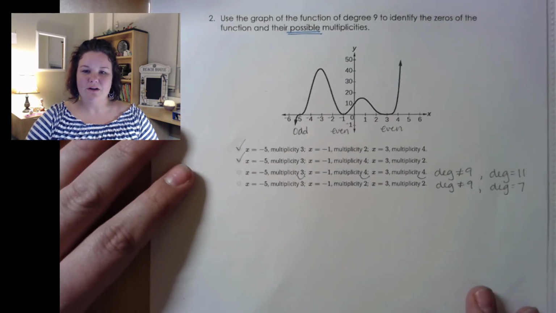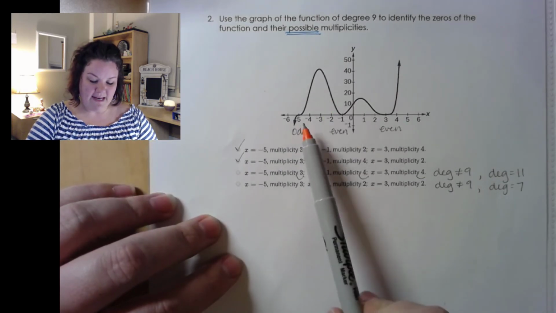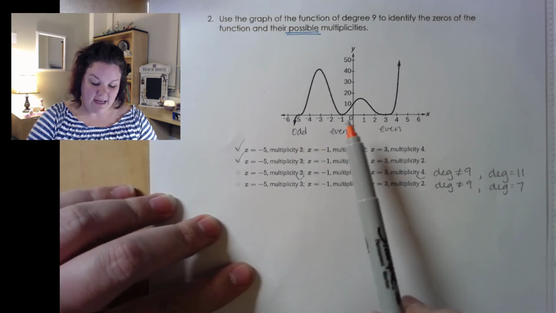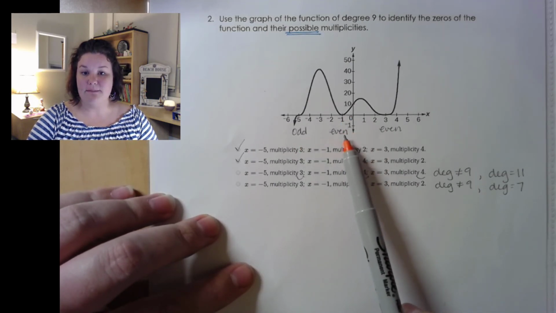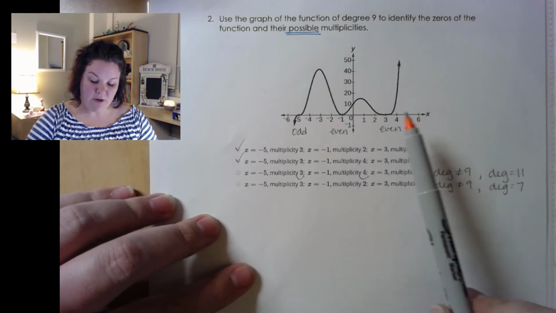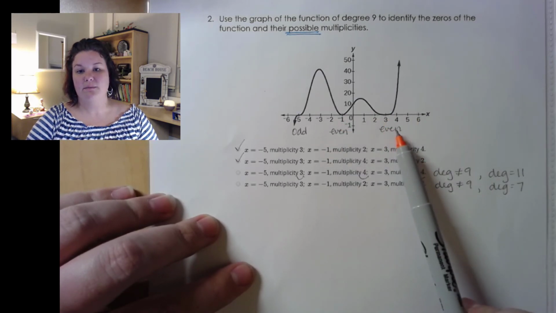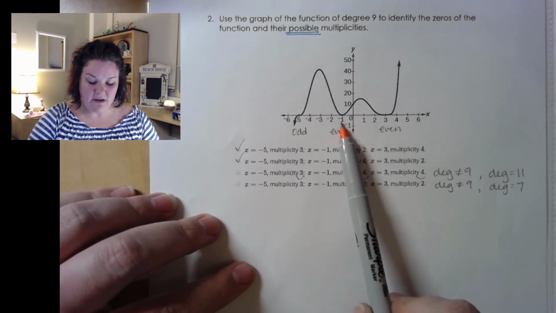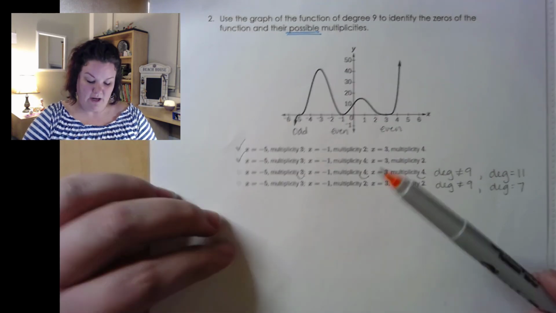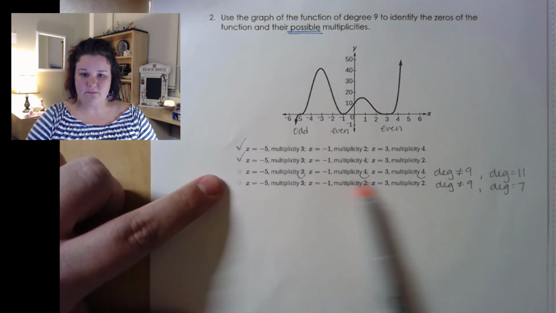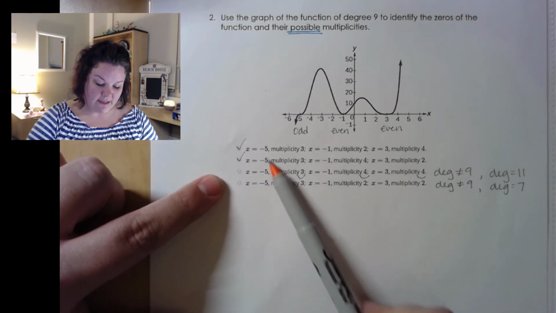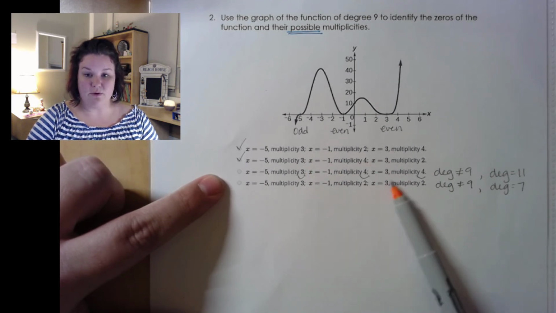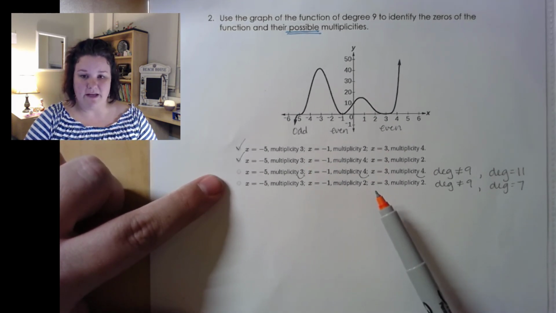So number 2, when we look at this, we can see, okay, at -5, we need an odd multiplicity because it crosses, right? At -1, we need an even multiplicity because it only touches. And at 3, we need an even multiplicity because it only touches. So we're first of all going to make sure that we have -5, -1, and +3 for our zeros. So when I look at these multiple choice options here, notice these all list -5, these all list -1, and these all list 3. So far so good. All of our zeros match up.